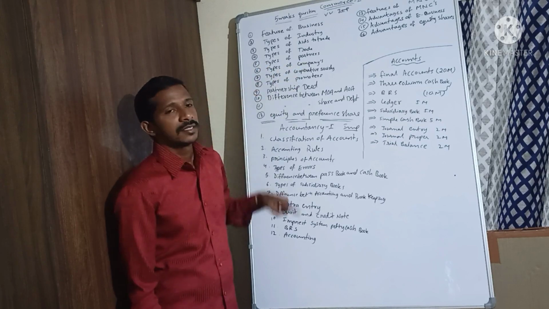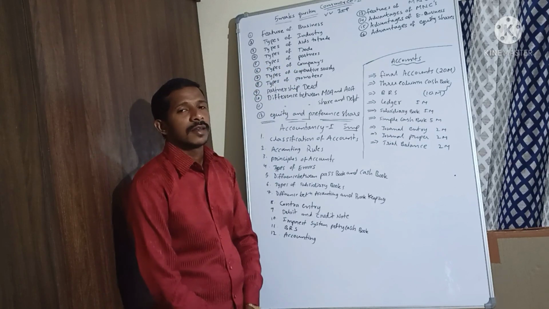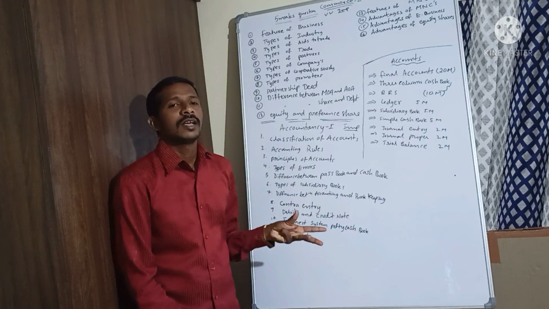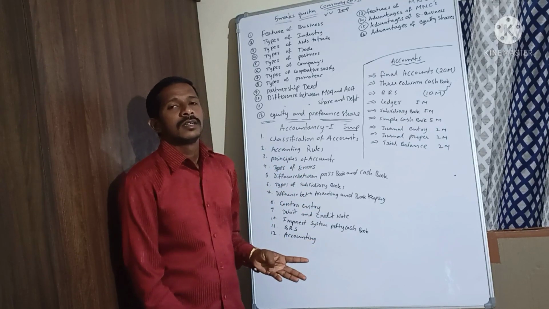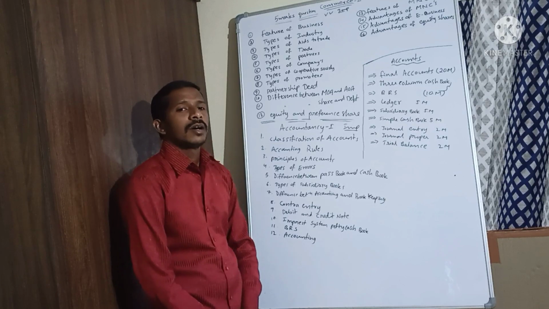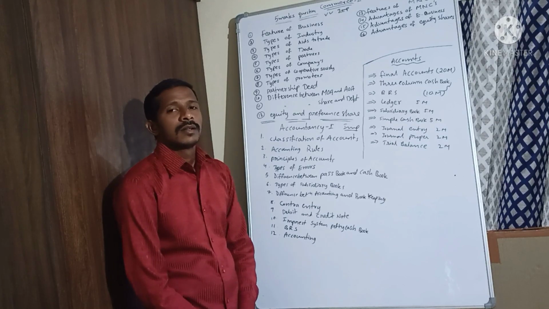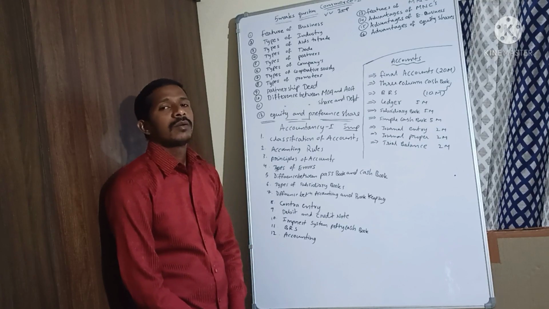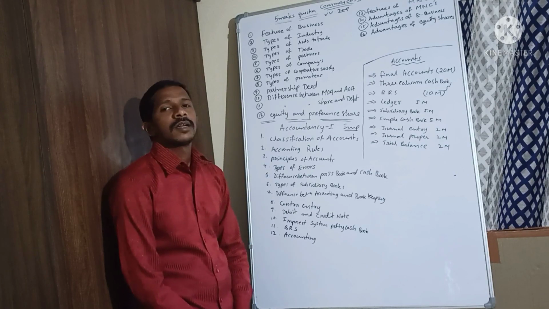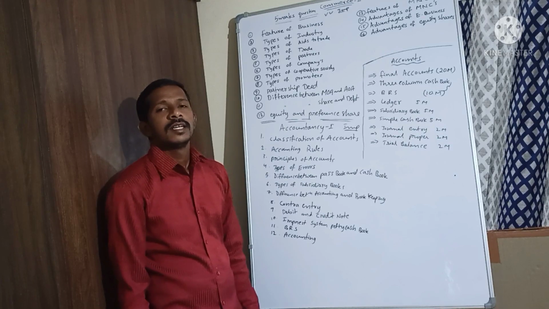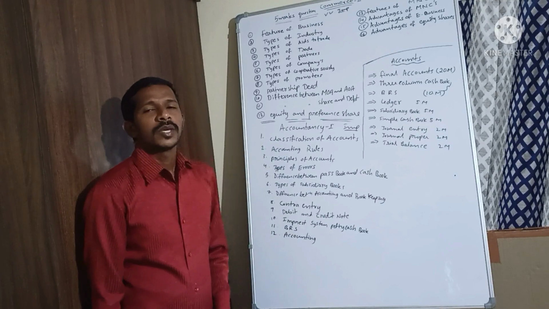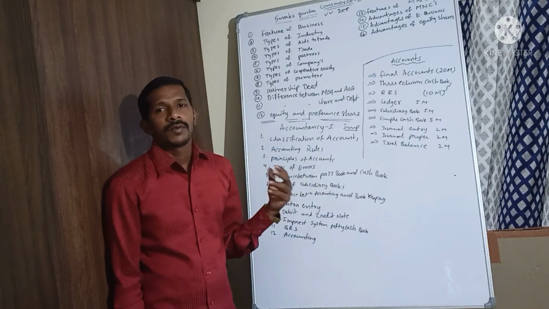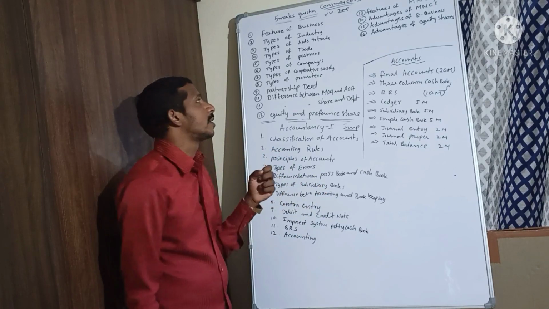types of partners. There are different types of partners: active partner, sleeping partner, nominal partner, stable partner, partner in profits, partner by estoppel, partner by holding out, incoming partner, outgoing partner, minor partner. These are the different types of partners. We can explain any 5 for the 5 marks. If it is a long answer, you have to explain all the points.